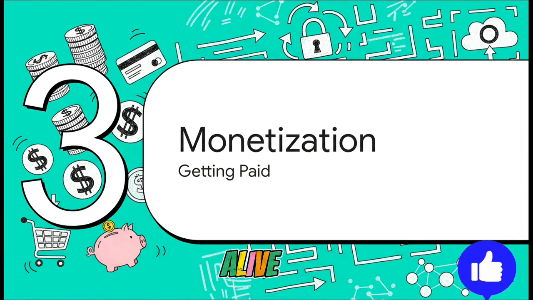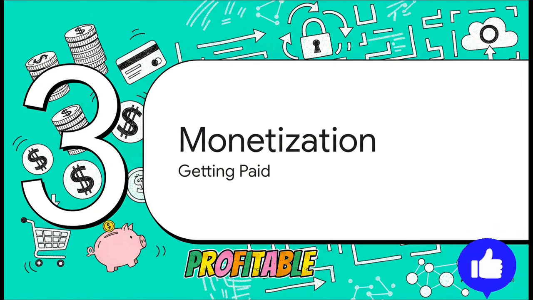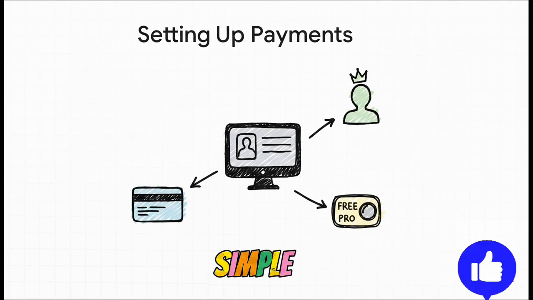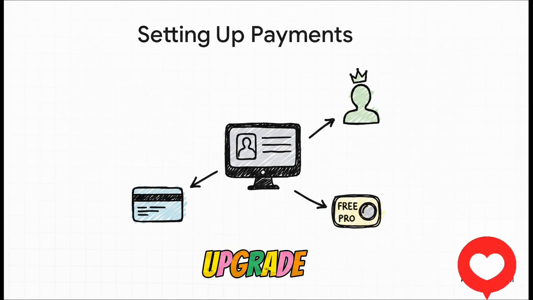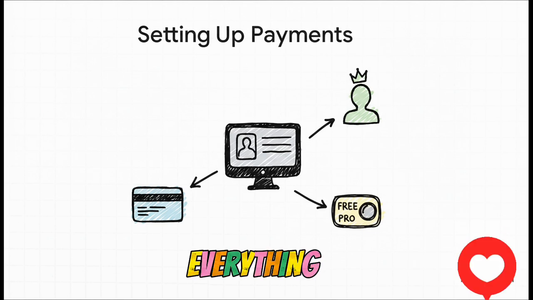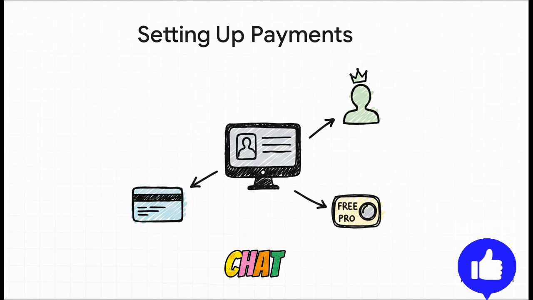It's alive. But you know, a cool tool isn't a business until it can actually make money. So let's get this thing profitable by setting up payments. And the goal here is super simple. We just want to let our users upgrade to a paid or pro plan. And guess what? Just like everything else we've done, you don't do this with complicated code. You just use chat prompts.